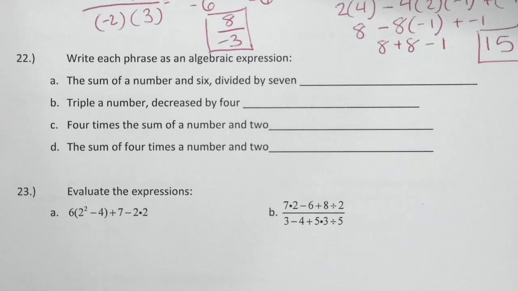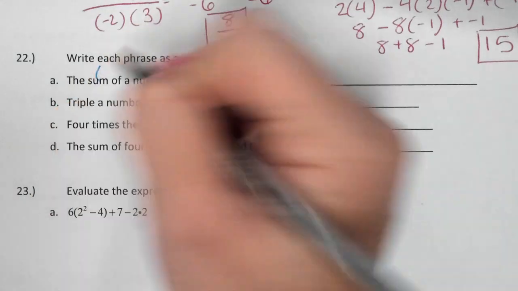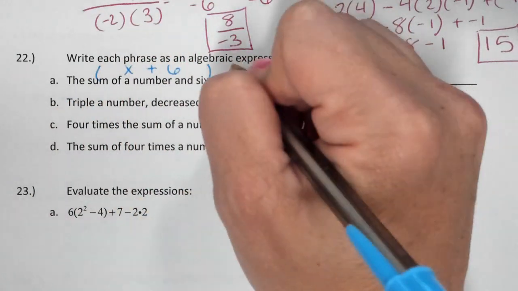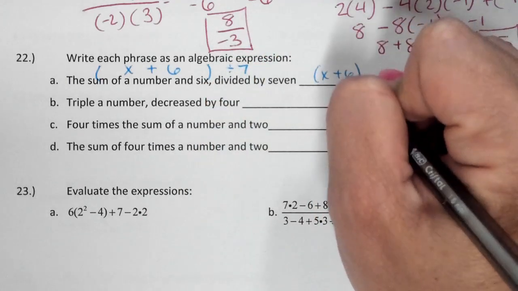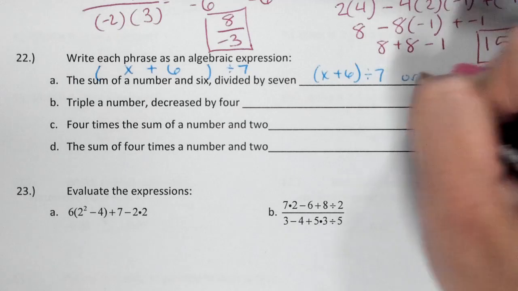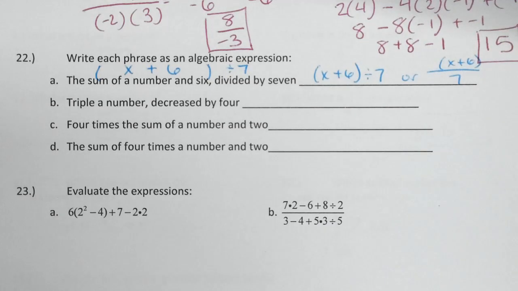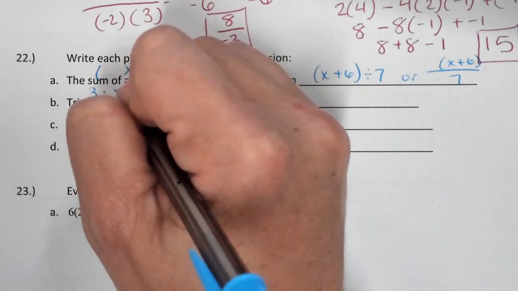Now, the biggest thing to remember on these is when you see sum or difference, you have to use parentheses. So the sum of a number and 6 divided by 7. Now, you can write this one two ways, just like that, or, because both of those mean divide. Triple a number, so x, decreased by 4.